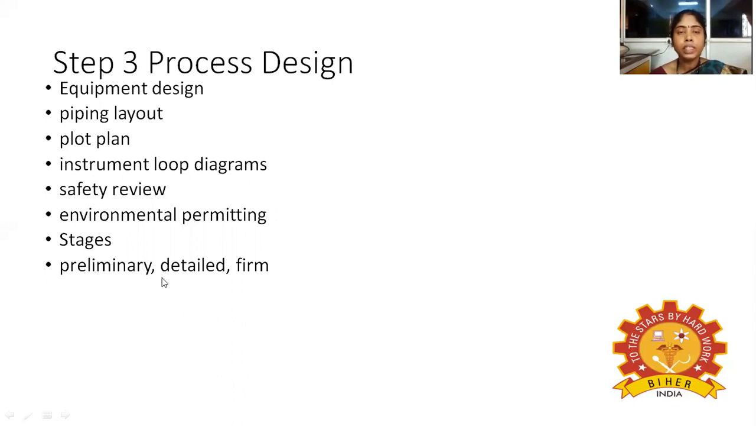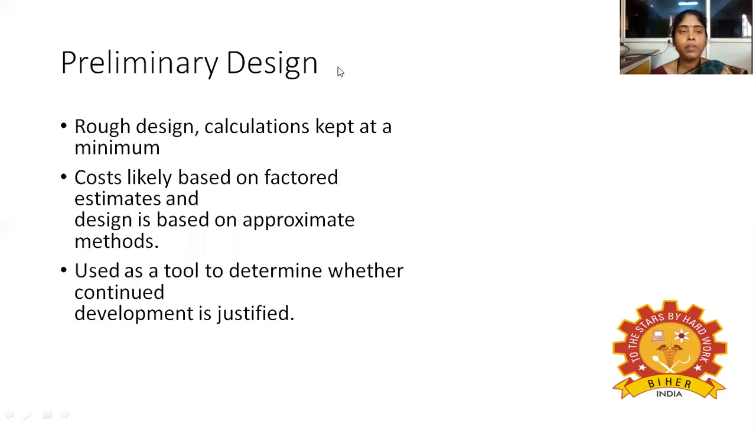So here, in the various stages of the designing process, there are three stages. The first one is preliminary, the second one is detailed, and the third one is firm. So when we talk about the preliminary design, what do we mean by it?